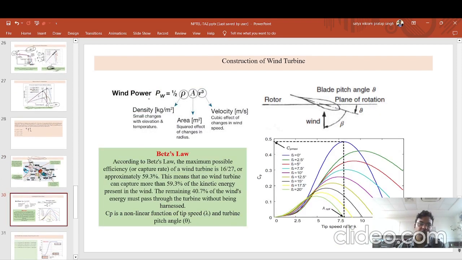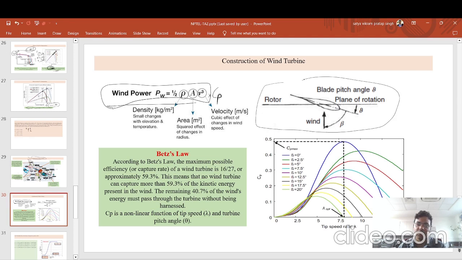And coming to the main important point, that is the wind power. What is the expression for wind power? That is half rho A v cube, multiplied by one more factor, that is Cp. I will explain Cp with this diagram. Cp is a function of theta.